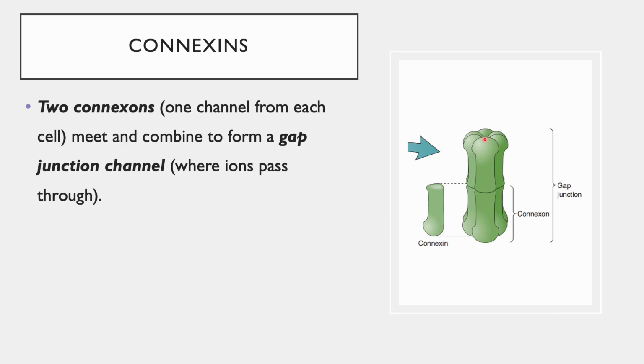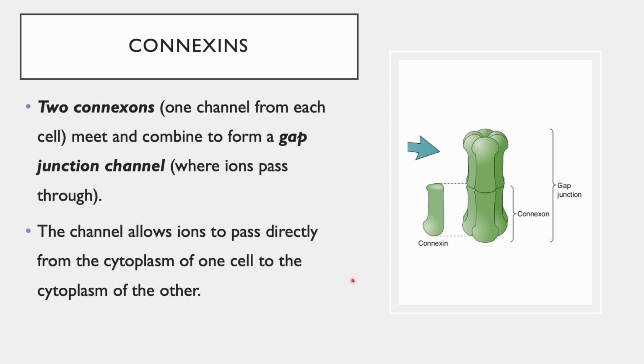Two connexons that come together form the gap junction channel, where ions pass through. The channel allows ions to pass directly from the cytoplasm of the presynaptic neuron to the postsynaptic neuron, or in a bidirectional manner from the cytoplasm of the postsynaptic neuron back to the cytoplasm of the presynaptic neuron. So this is very different from a chemical synapse. When we discuss chemical synapses later on in today's lecture, we'll understand that they are not bidirectional like the electrical synapse. So that makes this type of synapse very special.